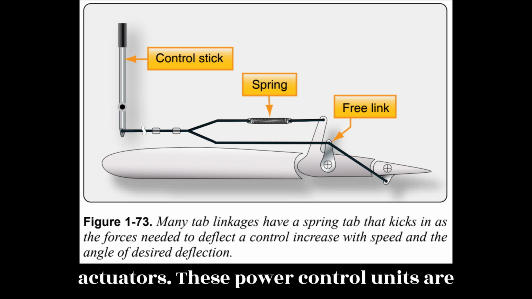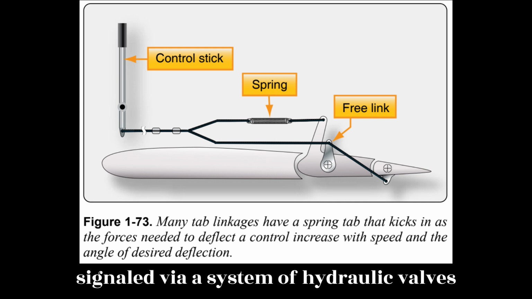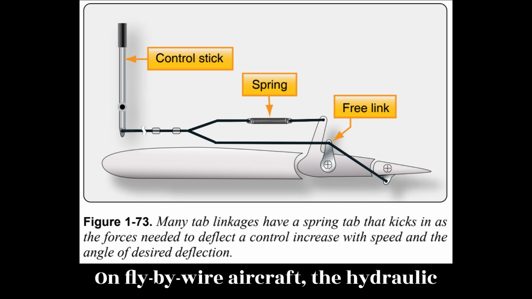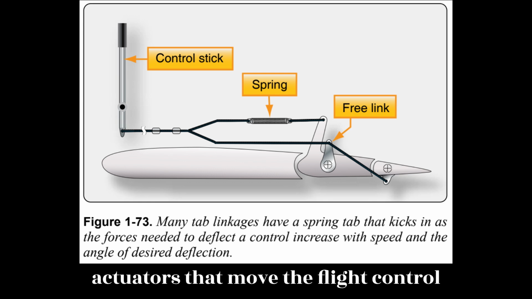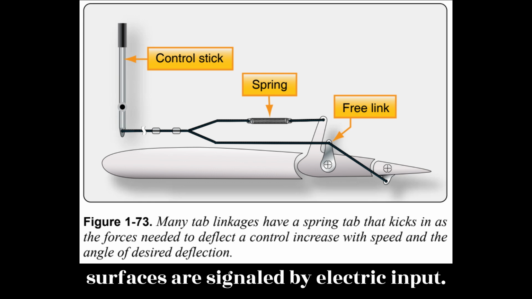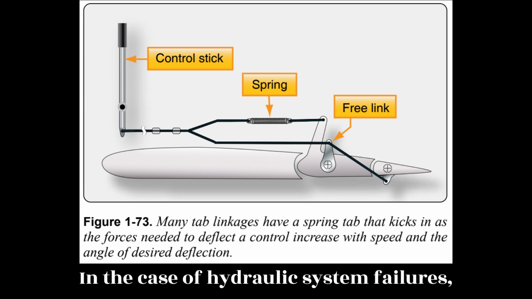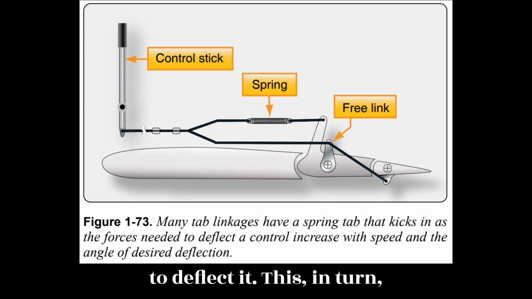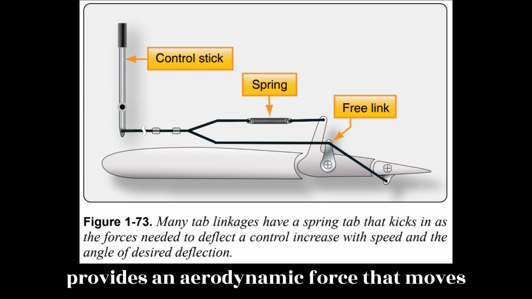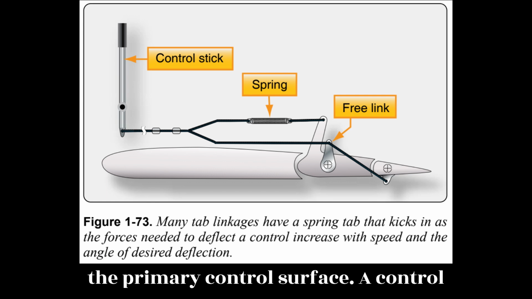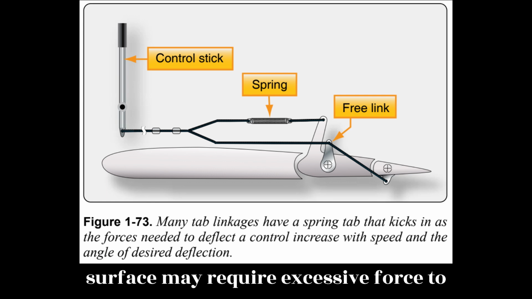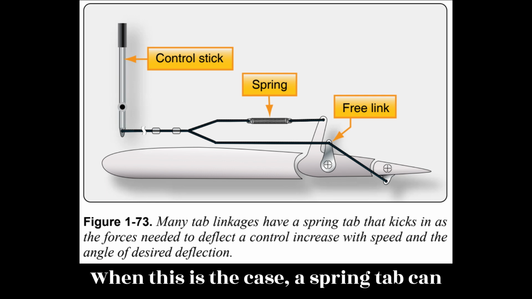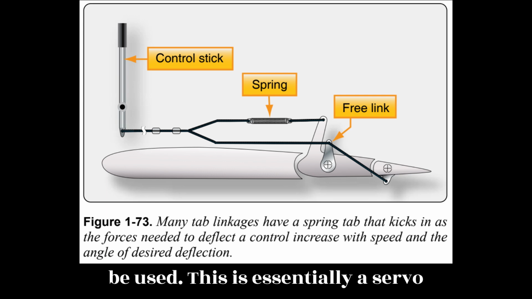These power control units are signaled via a system of hydraulic valves connected to the yoke and rudder pedals. On fly-by-wire aircraft, the hydraulic actuators that move the flight control surfaces are signaled by electric input. In the case of hydraulic system failures, manual linkage to a servo tab can be used to deflect it. This, in turn, provides an aerodynamic force that moves the primary control surface. A control surface may require excessive force to move only in the final stages of travel. When this is the case, a spring tab can be used.